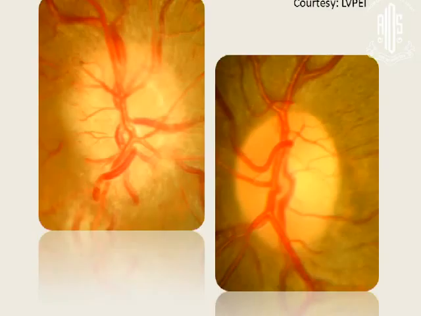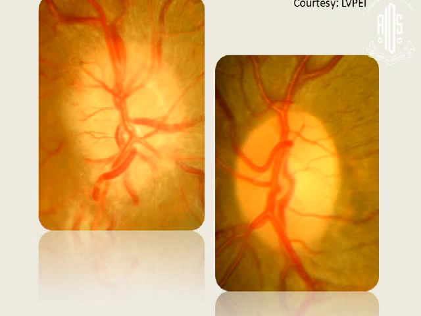Let us look at this disc. This early edema is one which can be easily missed. Compare this disc with this. This is angry looking. The veins are dilated, and look at the nerve fiber layer. The nerve fiber layer is edematous.